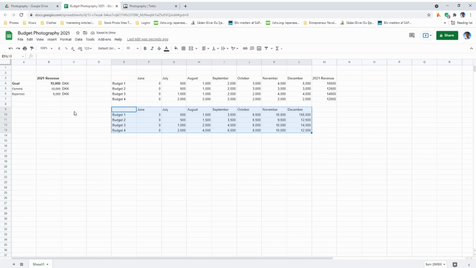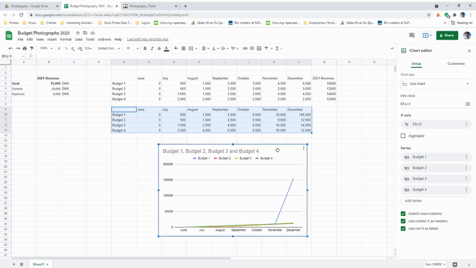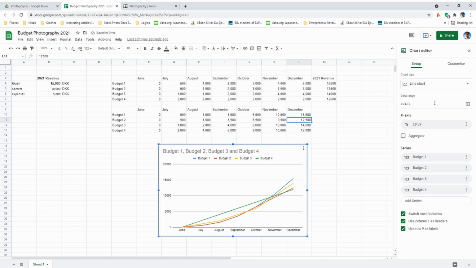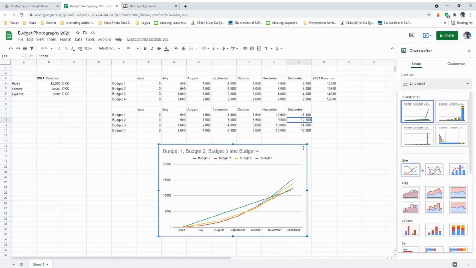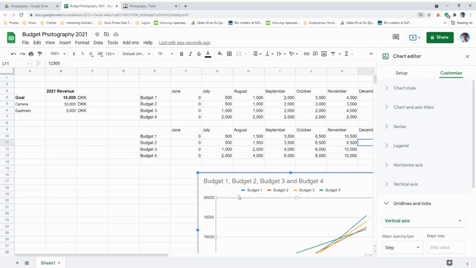If we chart these, it did not like that. Why is budget 1 so crazy? It's because there's a zero too much. Much better. Much better. Yeah. Can we zoom in on this? I don't actually know. Oops.